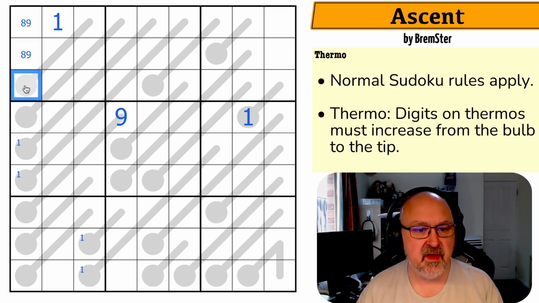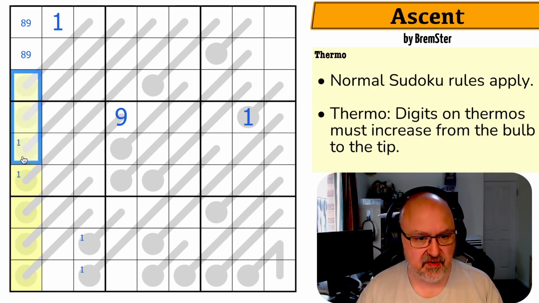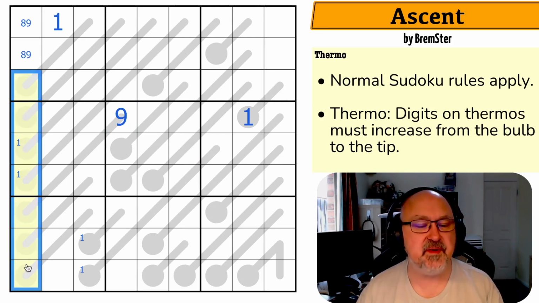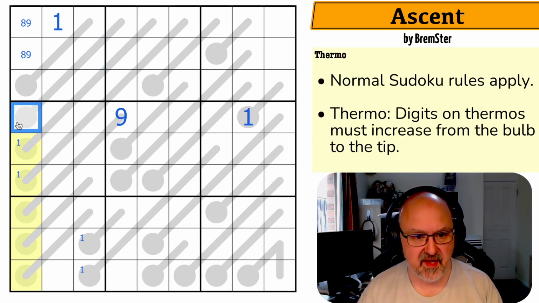Now let's do it the way I think I tested this. None of these can be 7. 7 has to be in one of these. Now 7 can't be here because this would be 8-9 and I don't have 8-9 available. 7 here doesn't work because 7, 8, 9 is broken, so 7 is not there.